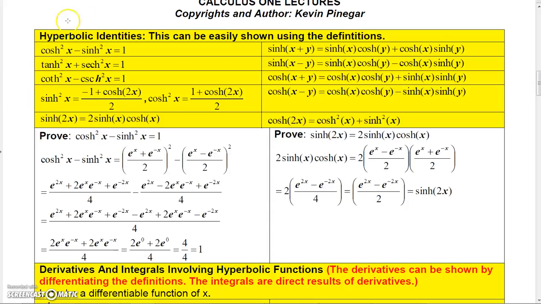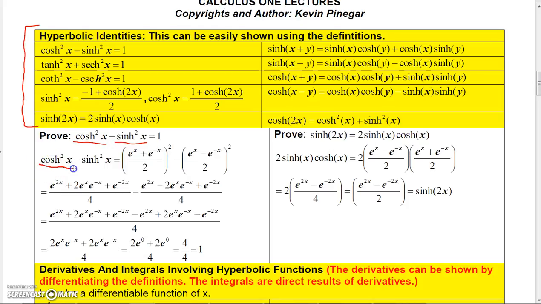Now you can freeze the video here or just take a snapshot, but these are hyperbolic identities, and you can easily show these using the definition. Let me just show you maybe one of these. Let's look at the first one. The first one says hyperbolic cosine squared minus hyperbolic sine squared equals 1.